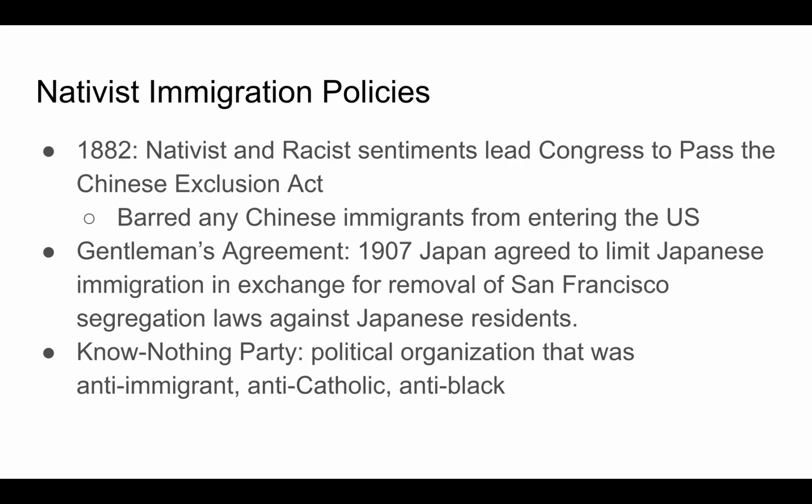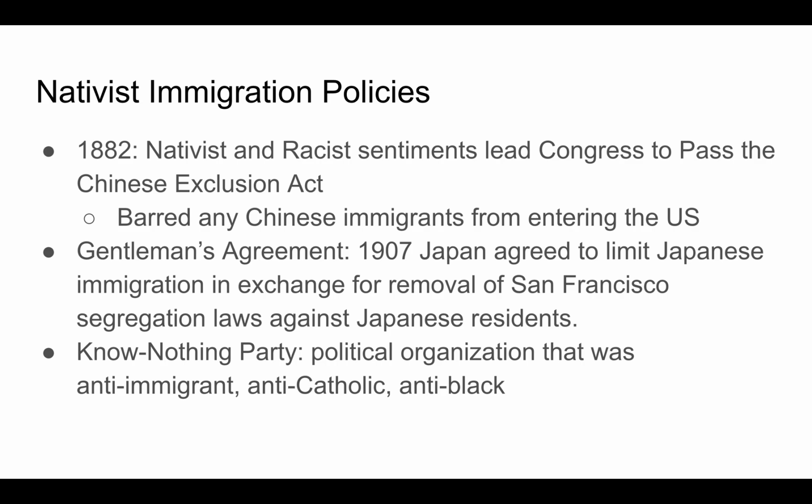In 1907, through an informal process known as the Gentleman's Agreement, Japan agreed to limit Japanese immigration to the United States, in particular to California and San Francisco, in exchange for San Francisco getting rid of the laws that segregated against Japanese residents. So for the residents that already lived there, they could be more fully integrated into society, but they would not allow too many more to come to the United States.